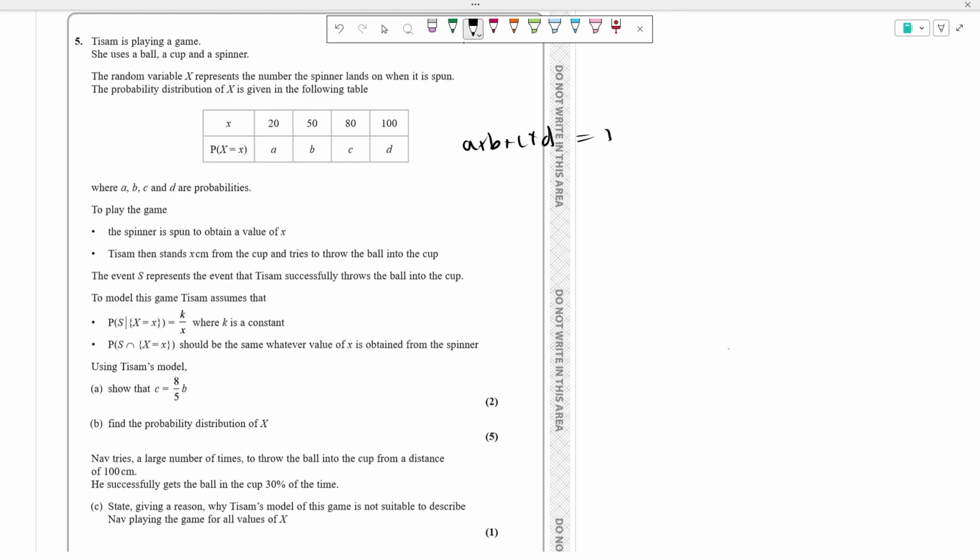The spinner is spun to obtain a value of x. Cool. And then she stands x centimeters away from the cup and then tries to throw the ball into the cup. Cool. And the event S represents the fact that she actually does throw the ball into the cup.